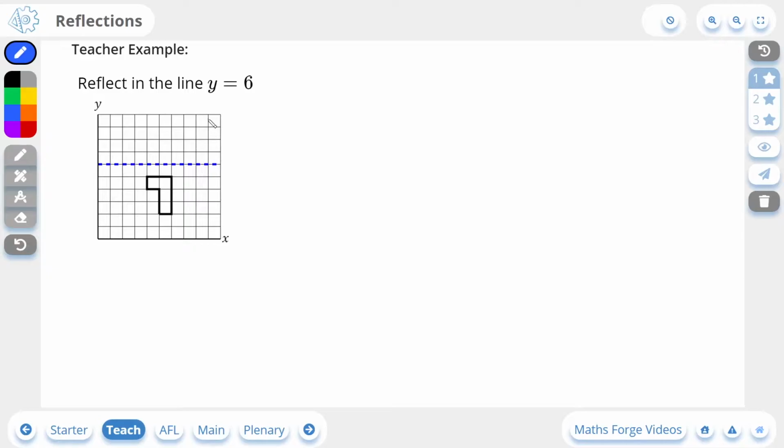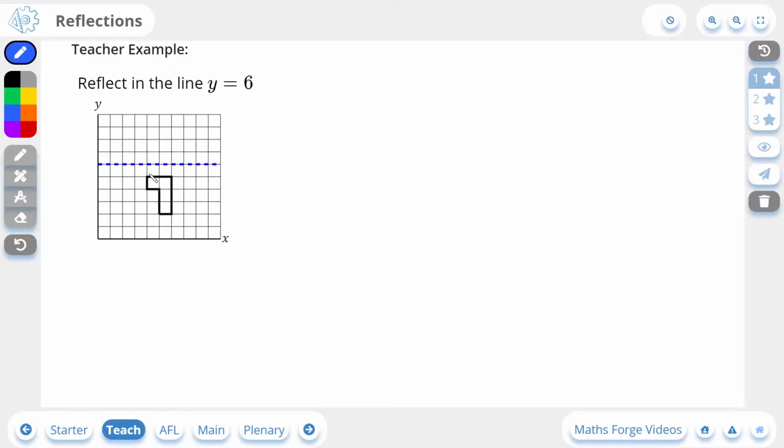So let's take a look at the first example. Here we're being asked to reflect in the line y equals 6, and they've given us this upside down L shape here. So the line y equals 6 has been drawn out for us. And in order to reflect this shape in this line, we're going to have to draw its mirror image on the other side of the line.